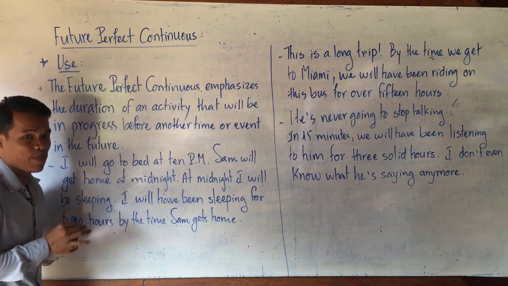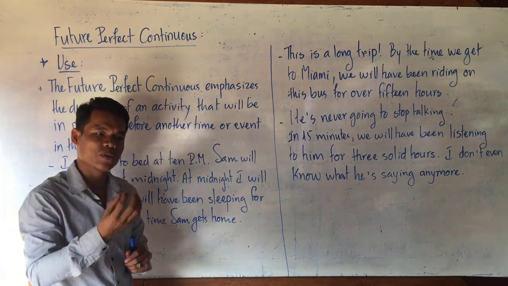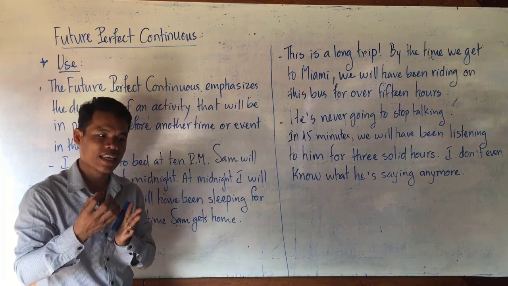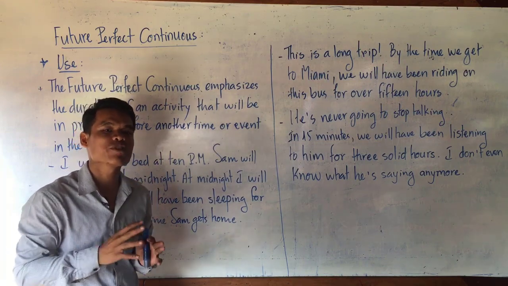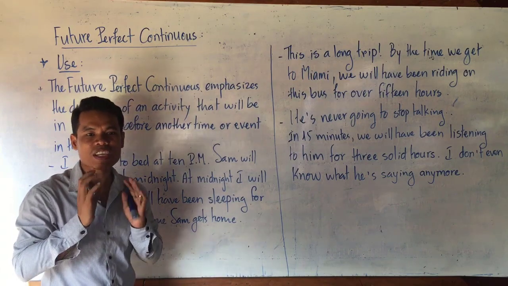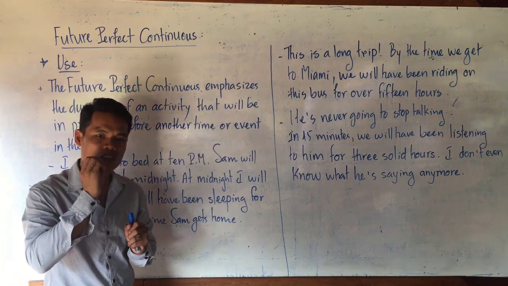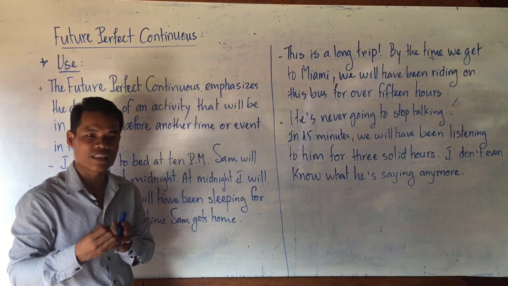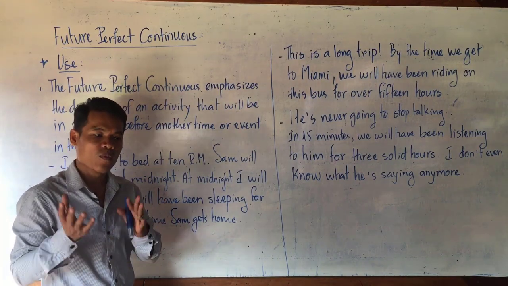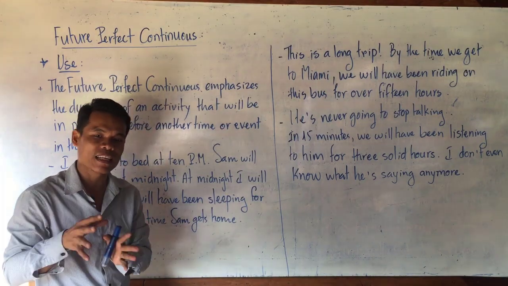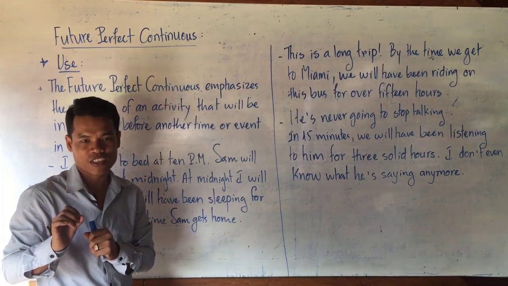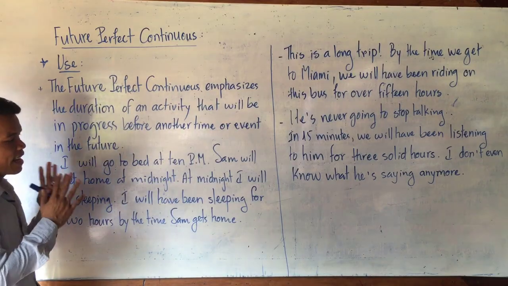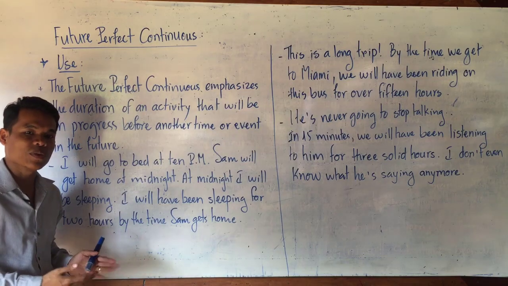Look at the example with me. Before you get the future perfect continuous example, we have some situations. Those situations are used in order to explain the future perfect continuous to you. So why can we write the future perfect continuous in our example? Okay, look at those situations and the future perfect continuous example.